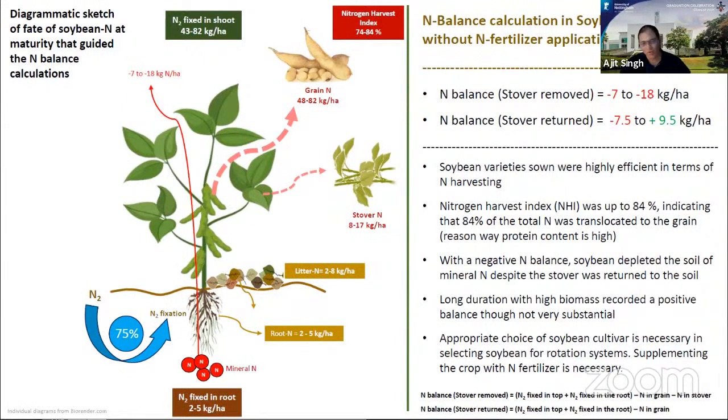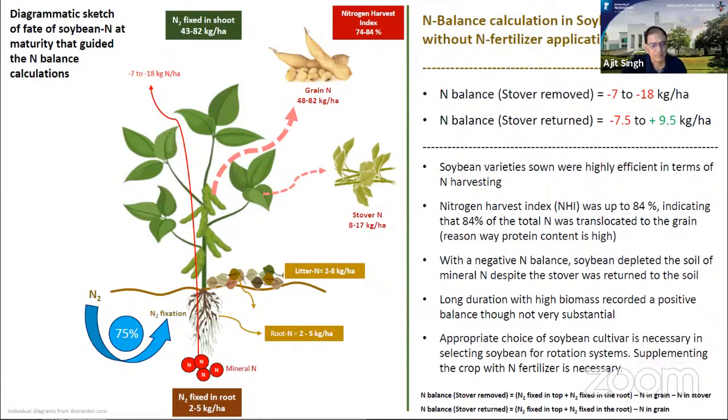The litter that falls while the plant is growing is just 2 to 8 kg, quite minimal, and that is, of course, recycled into the soil. Then the roots that remain in the soil, if you harvest your soybean from here, add 2 to 5 kg of nitrogen into the soil. Then fixation in soybean is up to 75%, depending on the varieties and on the rhizobium bacteria in the soil. If the concentration of bacteria is low, then certainly this might be low as well.